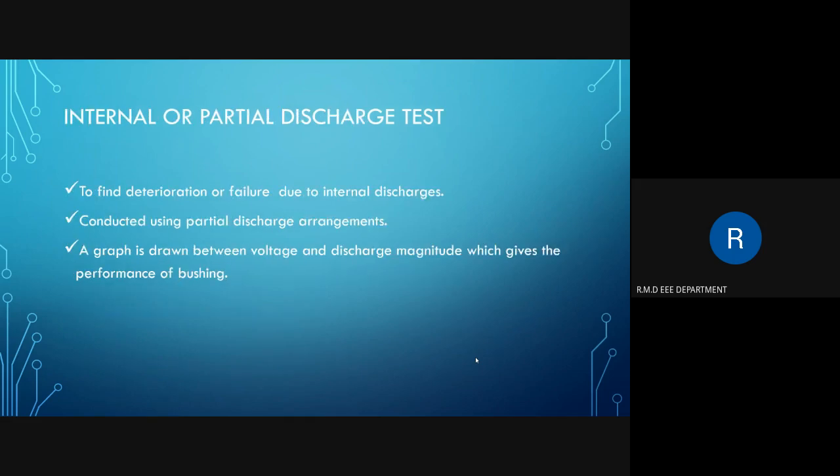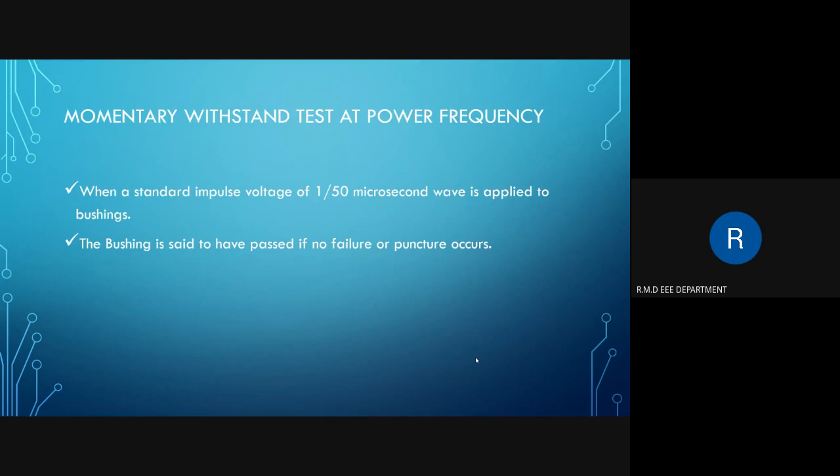The next test is the internal or partial discharge test. In this test, the bushings are made up of composite dielectric. When the voltage is applied, partial discharges occur in the bushing because of the presence of voids, cracks, and imperfections. A graph is drawn between the voltage and discharge, which gives the performance of the bushing in the partial discharge test.